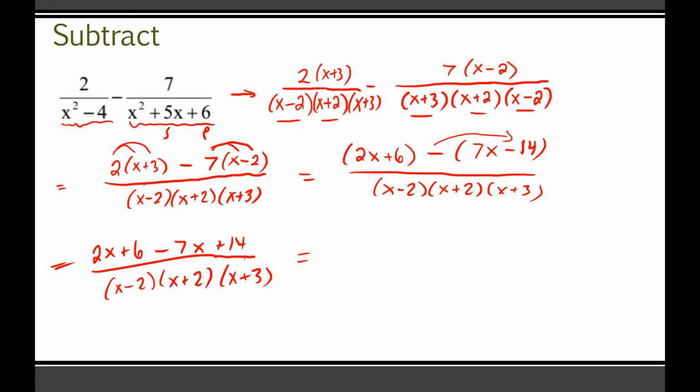So 2x minus 7x, that's going to give us negative 5x. Plus 6 plus 14 is plus 20. And that is all over x minus 2, x plus 2, x plus 3.